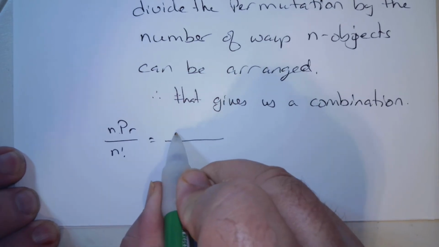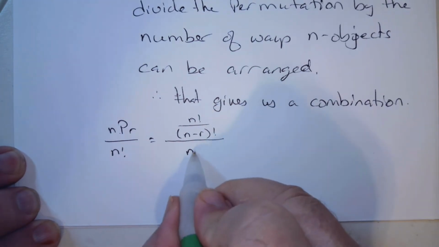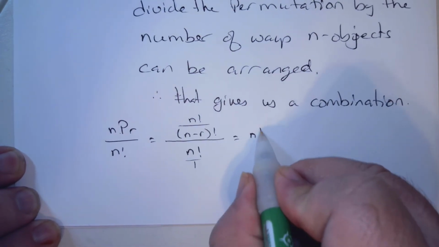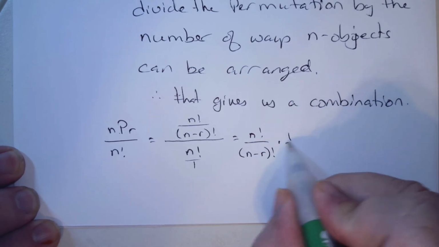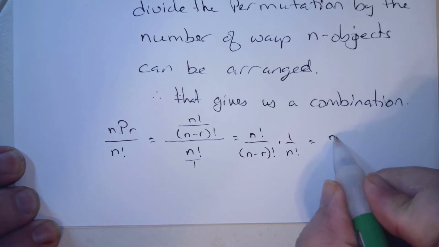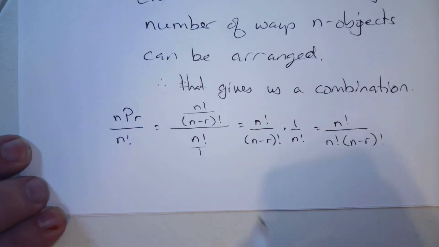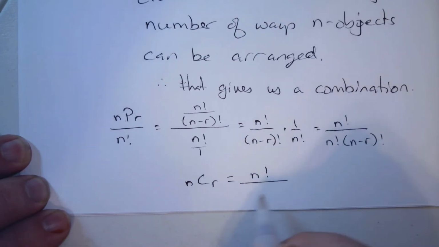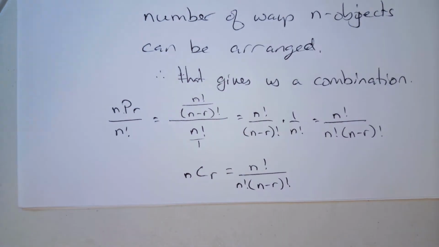So the permutation is n factorial all over n minus r factorial. Take the top fraction, leave it alone, times the flip of the bottom. So we get the combination formula, which is the same as the permutation, except we divide the bottom by that.